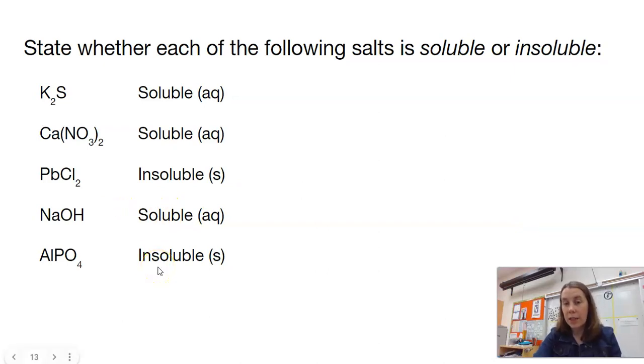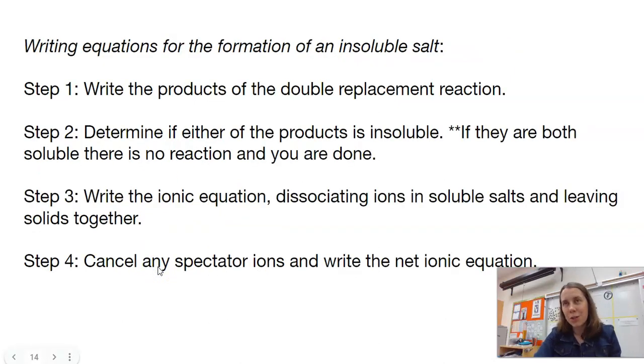All right, so now let's go through the steps for how we would write net ionic equations for a precipitation reaction, or when we form an insoluble salt. So first we just figure out what the products of our double displacement or double replacement reaction are. Then determine if either of the products is insoluble. If they're both soluble, nothing changes, so no reaction happens, and then you're done. There's no net ionic equation to write.